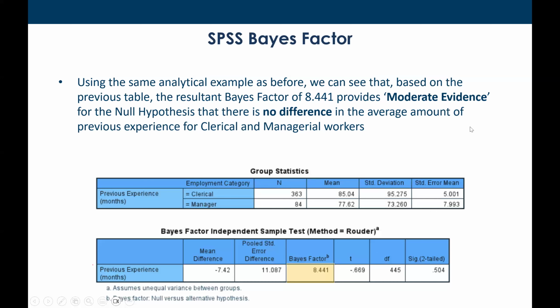That's what we're saying. So using the same analytical example as before, we can see that this Bayes factor of 8.441 provides moderate evidence for the null hypothesis that there is no difference in the average amount of previous experience for clerical and managerial workers.